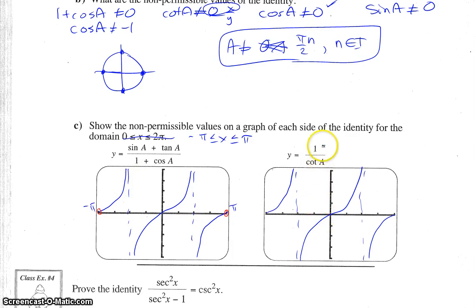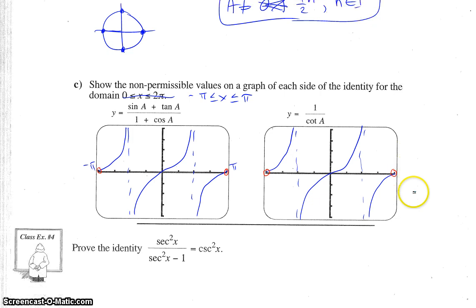Okay, and then on the left-hand side, we had 1 over cotan. So where cotan was 0, or where x was again pi over 2, negative pi over 2. And cotan was cos over sine, so where sine was 0 was at these ones as well. Okay, there we go. Looks good.